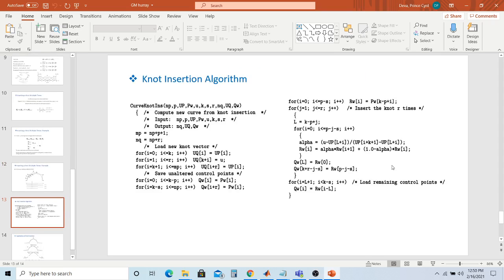Here is the algorithm for knot insertion. This is much simpler than the math discussed in the previous slides. This algorithm computes the new curve corresponding to u bar inserted r times, where up and uq are the knot vectors before and after the knot insertion.